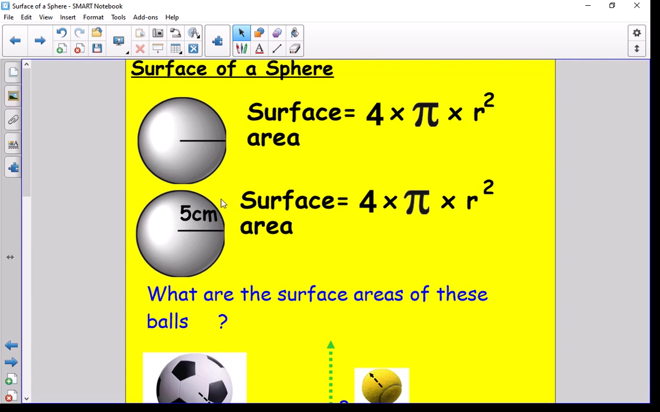So if we had a sphere with a radius of 5, to find its surface area we'd be doing 4 times pi, which is 3.142, times 5 squared. Remember, the 5 gets squared before it gets multiplied. Okay. Pause, have a go. When you're ready, unpause.